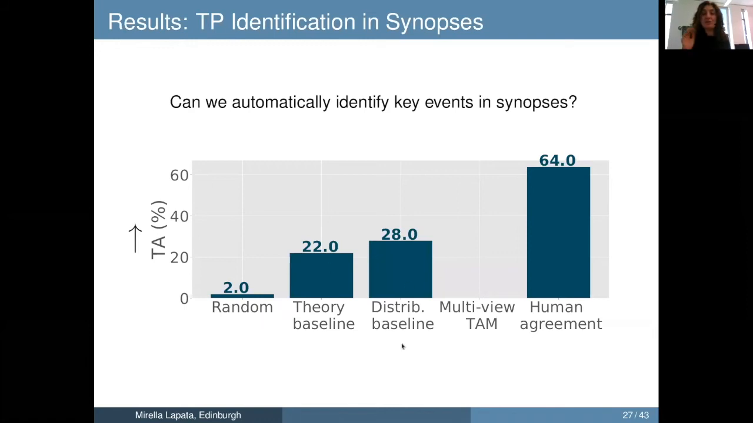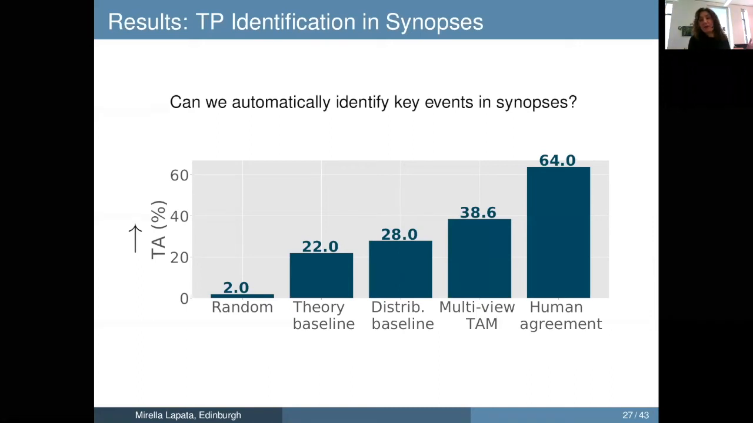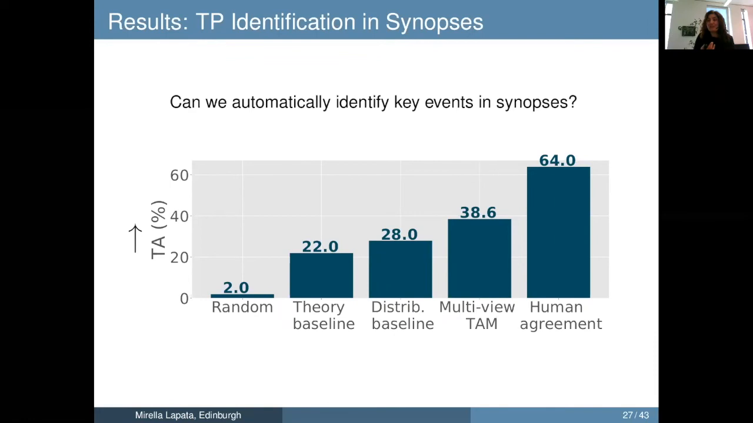So this is taking the positions that the theory tells us. And the distribution baseline is the same idea, but we are actually measuring these positions on the training data. So it does better and it's more informed. And Multi-view TAM does better than the baselines, but perhaps not unexpectedly, a lot worse than the humans.